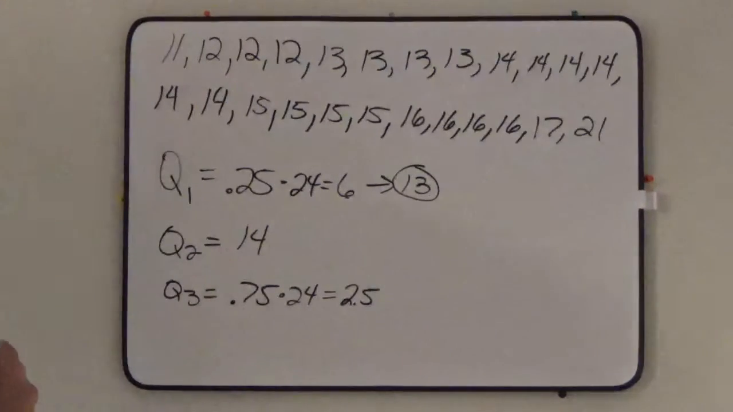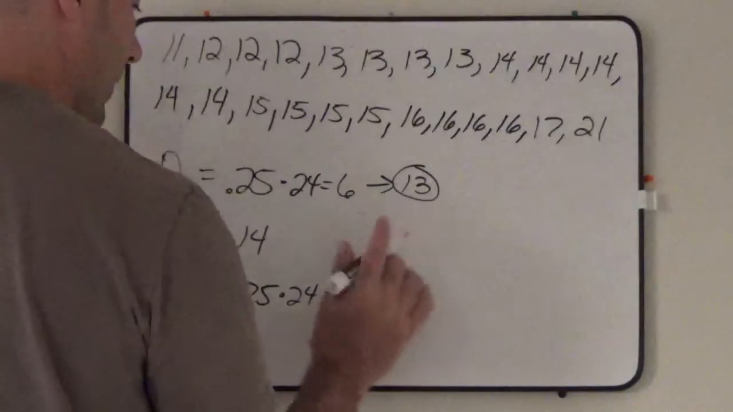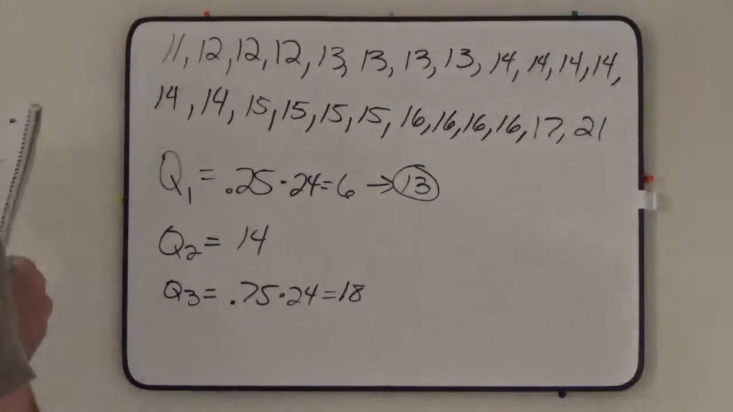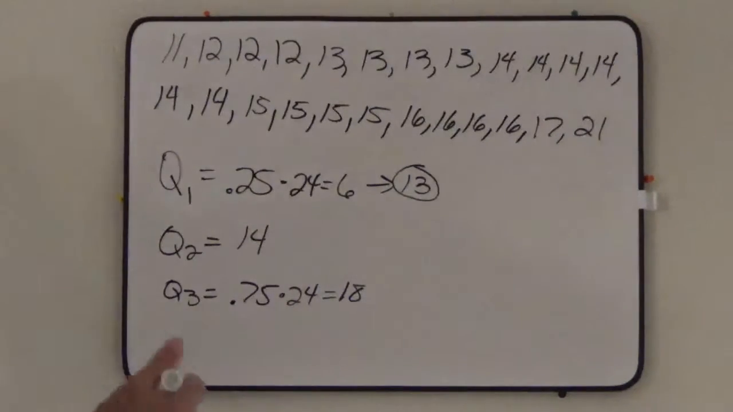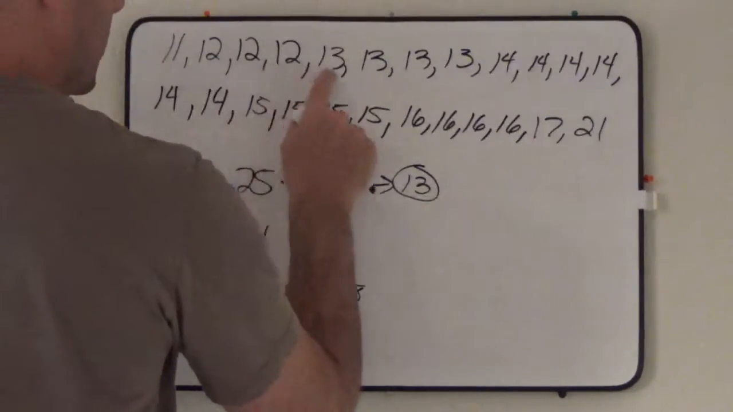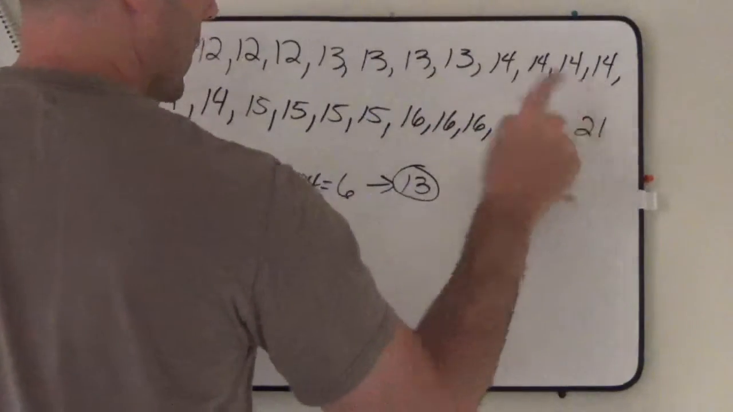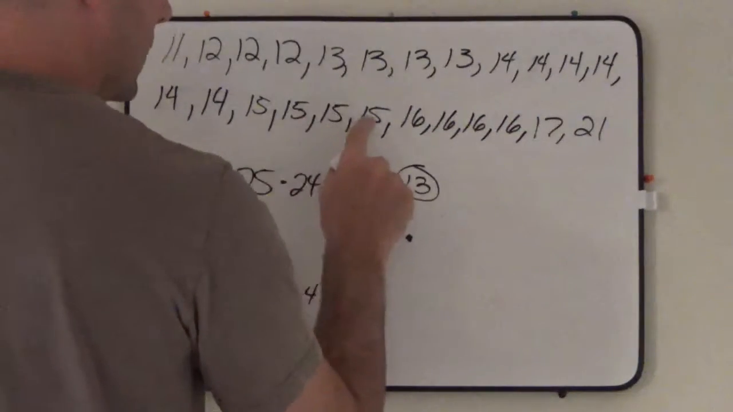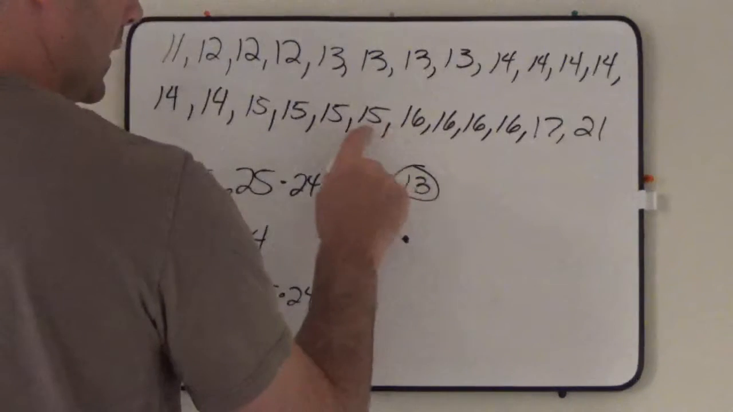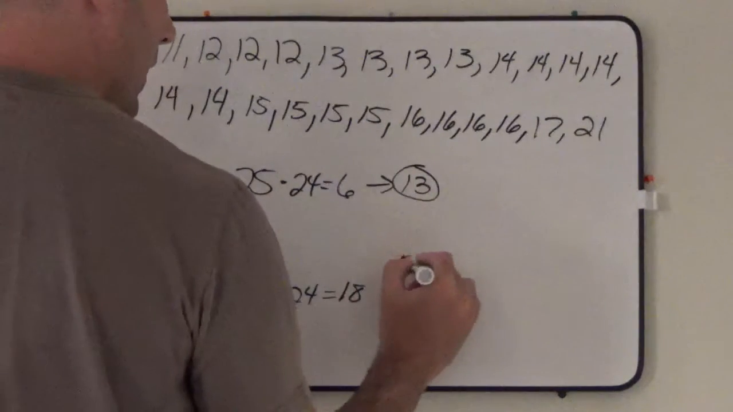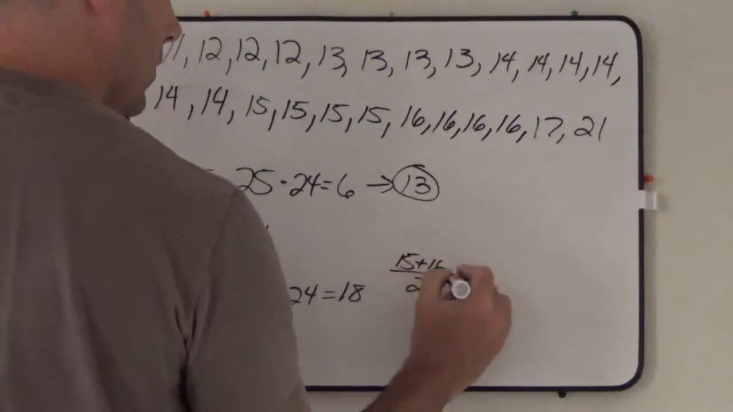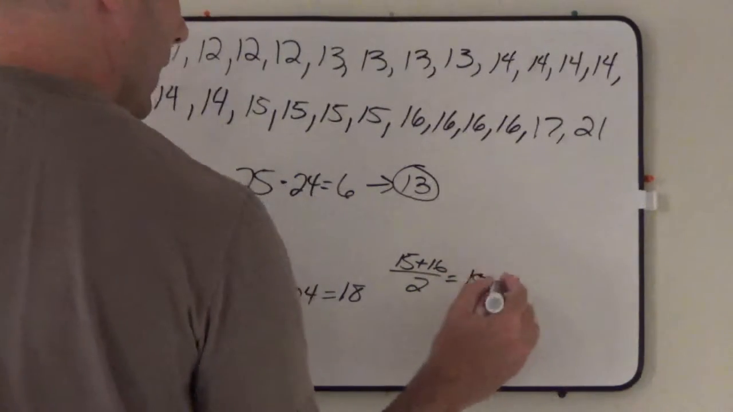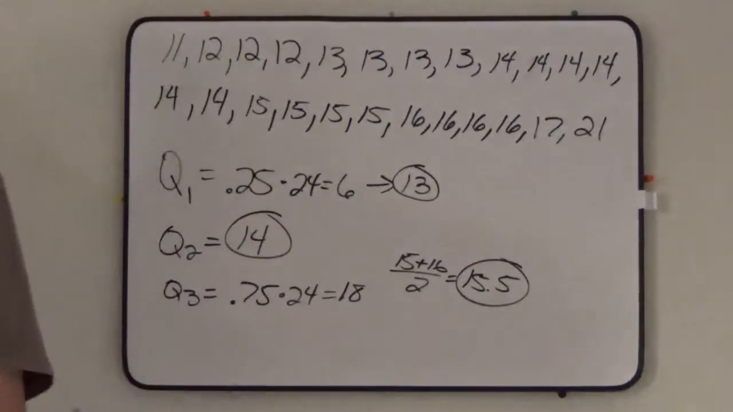Now remember, if we get a decimal answer, oh, excuse me, that is not 2.5. I looked at the wrong spot. That is 18. Okay, so since that is 18 and it's a whole number, we need to do the 18th term. 1, 2, 3, 4, 5, 6, 7, 8, 9, 10, 11, 12, 13, 14, 15, 16, 17, 18. So in between the 18th and 19th term, that's 15 and 16. 15 plus 16 divided by 2 will be 15.5. So here are my quartiles. Quartile 1, 2, and 3, okay?